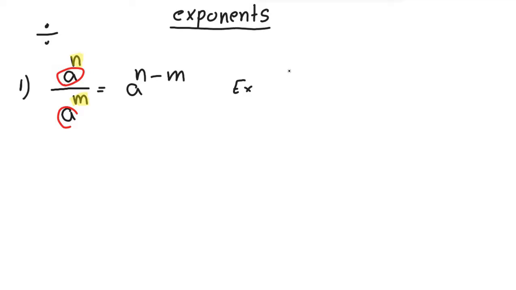A numerical example is 5 to the power of 9 divided by 5 to the power of 3. Because the bases are the same, we take 5, and we say 9 minus 3. It's equal to 5 to the power of 9 minus 3, which is 6.